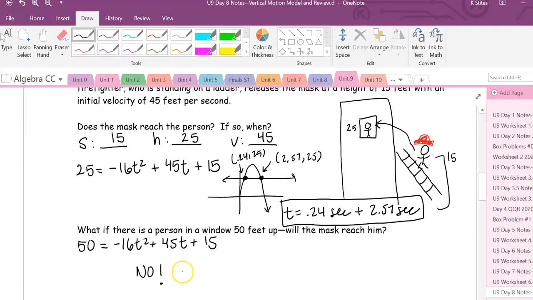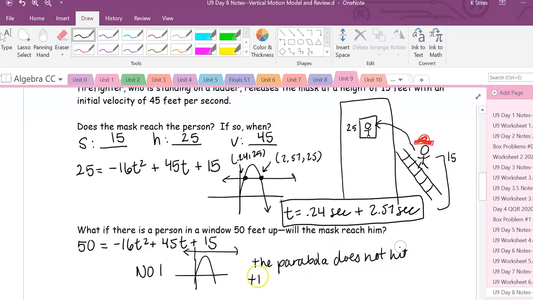Okay, and we should draw a picture to show that. This represents us showing our work for our answer. Say no, the parabola does not hit the line.